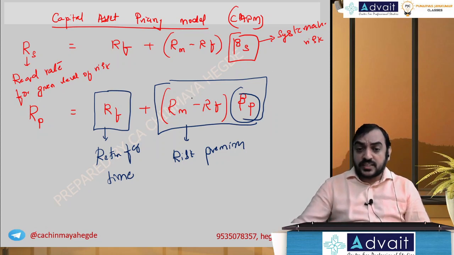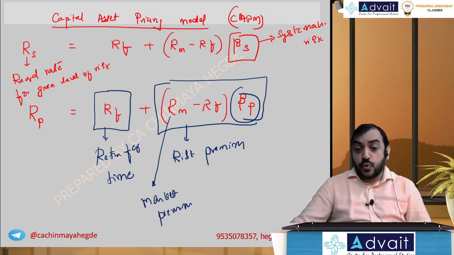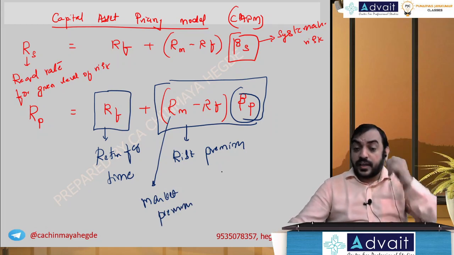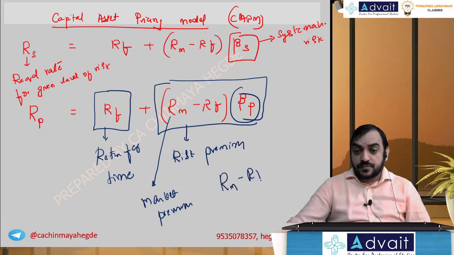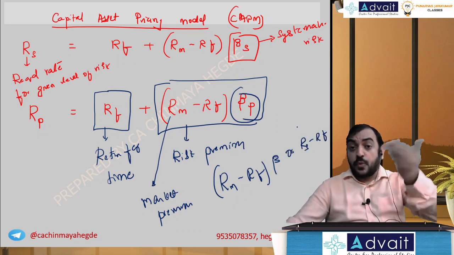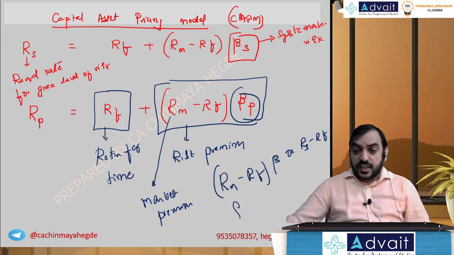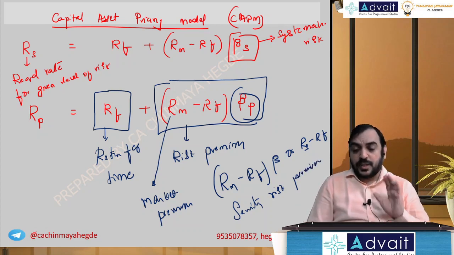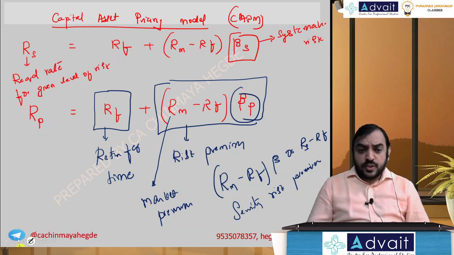So Rm minus Rf is called the market premium, over and above the risk-free rate to be given by the market. And Rm minus Rf into beta, or risk of security minus risk-free rate, over and above the risk-free rate, how much you are giving, that is called the security risk premium. Security risk premium. Let me give a numerical example for you.